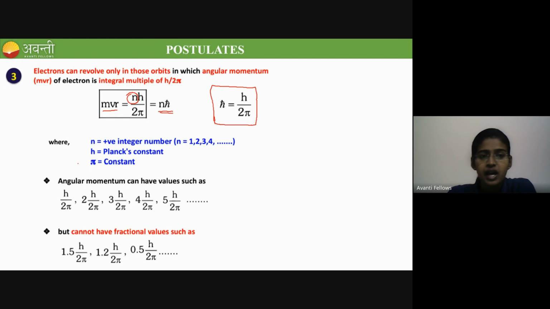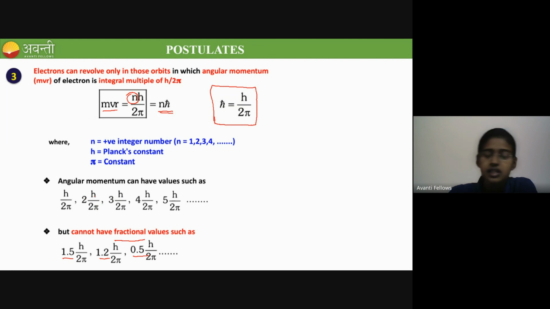Okay. And N can be 1, 2, 3 or 4. So we can have h by 2 pi, 2h by 2 pi, 3h by 2 pi. So like that it goes on. Okay, the fractional values are not included. So 1.5, 0.5, 1.2. So this kind of multiple of h by 2 pi is not allowed for this system. Got it? So it can have only the integral value. It cannot have the fractional values.